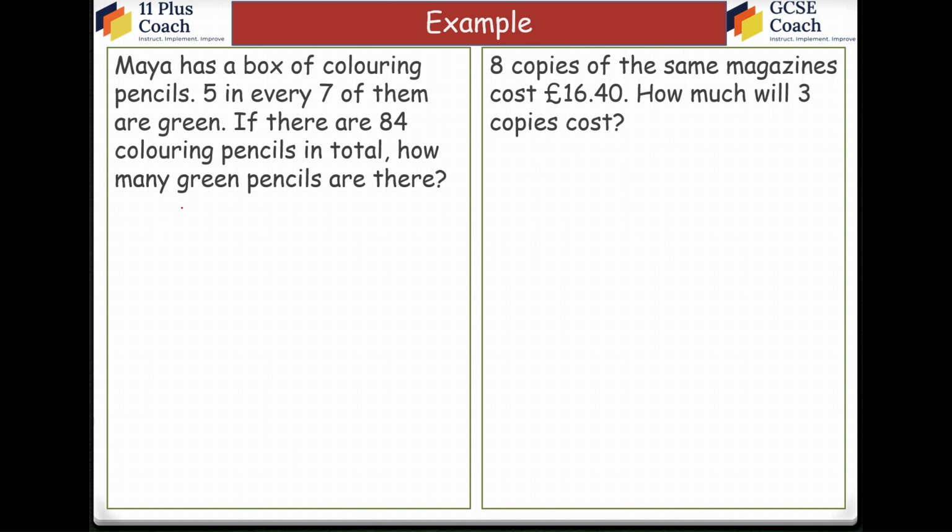Hopefully you had a go at this. So we know 5 out of every 7 are green. So if it's like a pattern, you have a pattern of 7 shapes, 5 of them are green and the rest are other than green. But we know that the total number of pencils is 84. So the total will go to the bottom. That's the total of the pattern and that's the total of the whole set. So now I need to decide, how do I get from 7 to 84?